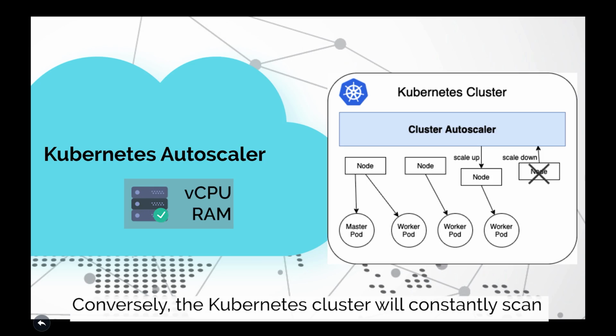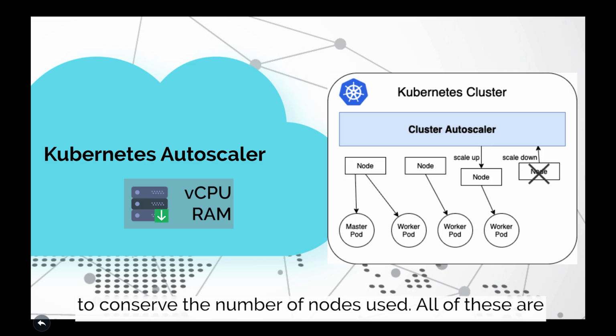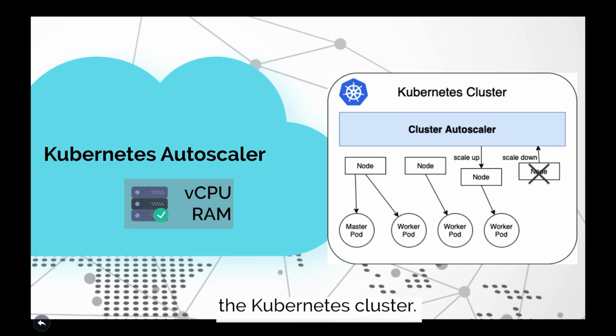Conversely, the Kubernetes cluster will constantly scan for inactive nodes and scale down some of them to conserve the number of nodes used. All of these are done automatically through clever configuration of the Kubernetes cluster.